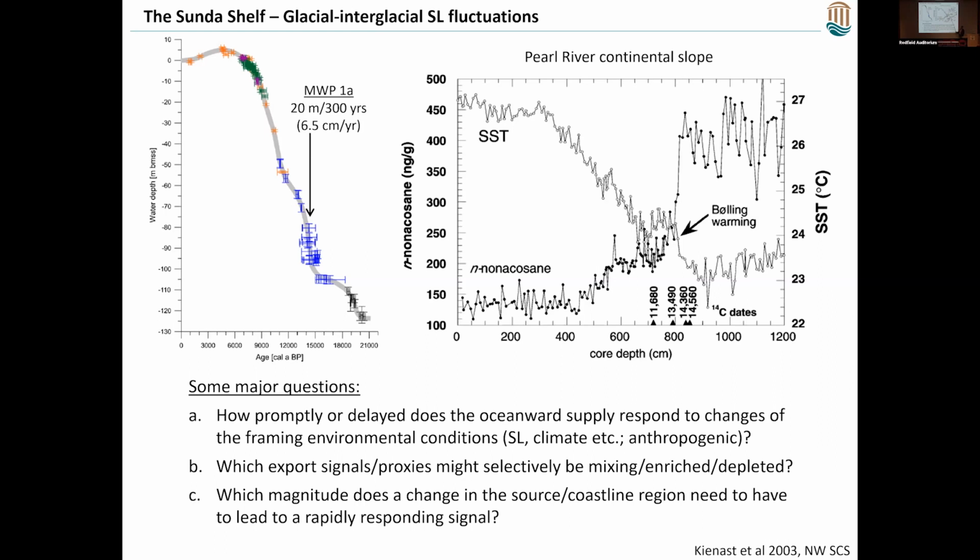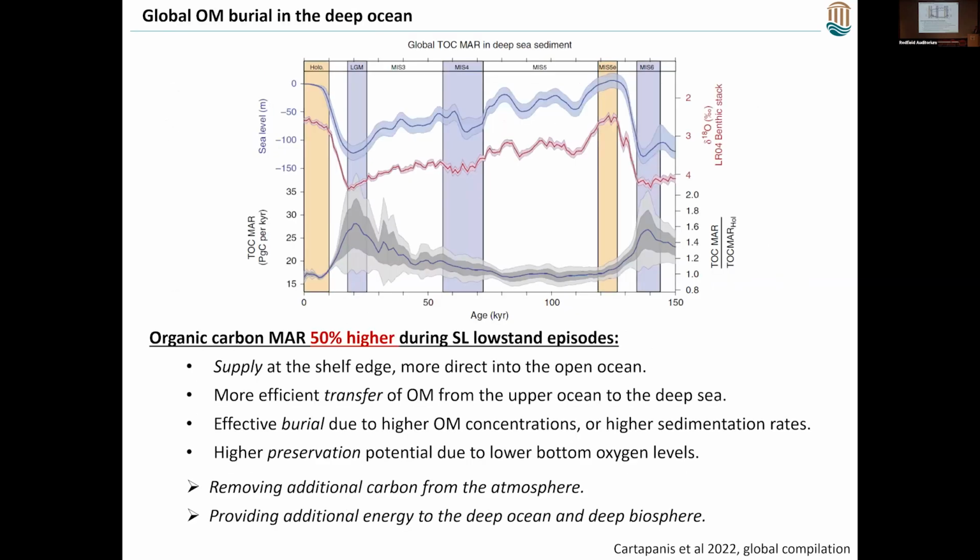So in this case, what we think is global warming led to the global meltwater pulse 1A. That was about 25 meters of water, additional water in 300 years, so an extreme sea level rise. And immediately this oceanographic system responded in terms of the composition of organic matter.